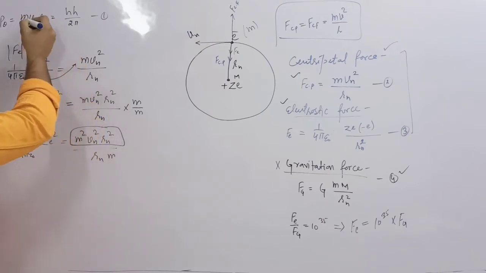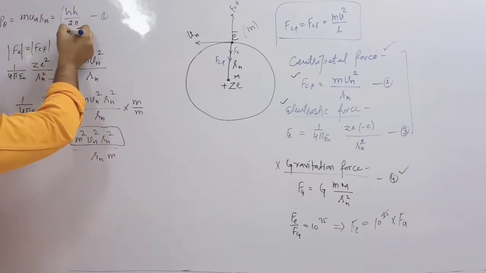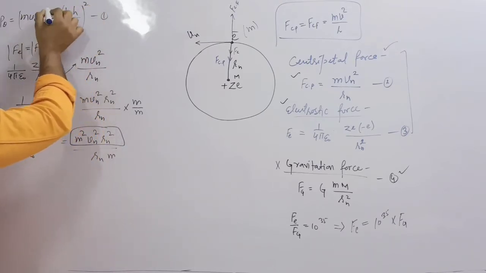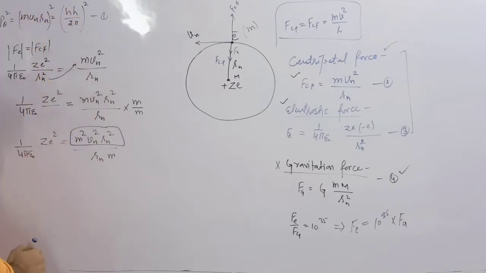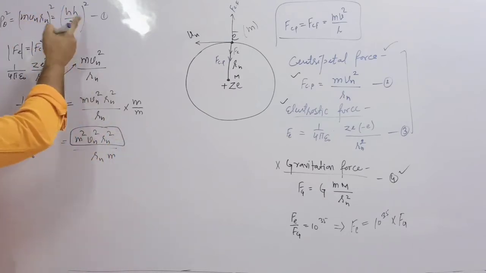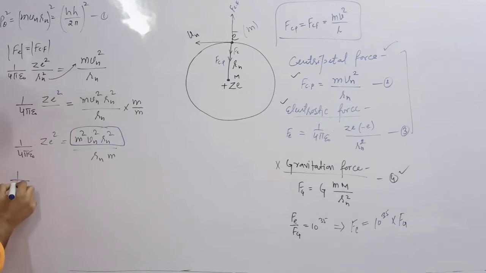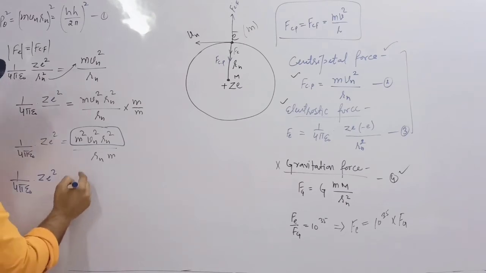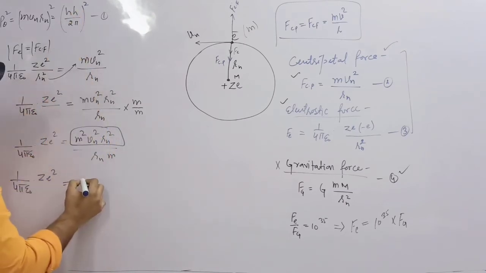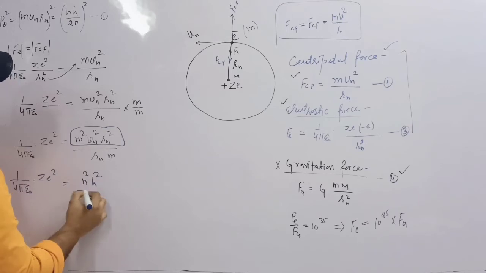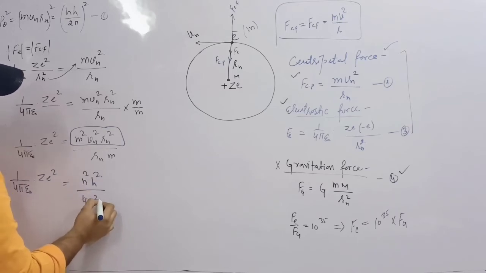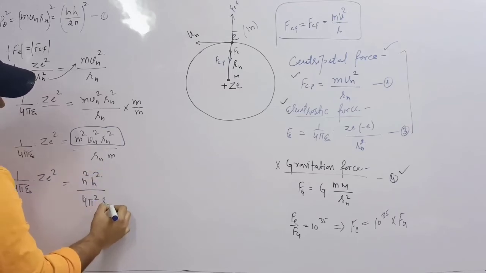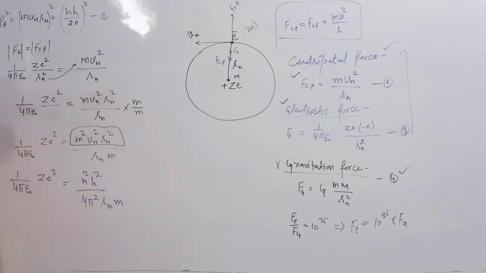Clear or not? If the square of this thing, that is square of this, nothing else. Now this can be replaced by this quantity, so this becomes 1 upon 4 pi epsilon naught Z e square, is it fine or not, equals to n square h square upon 4 pi square, and here this is Rn into m.